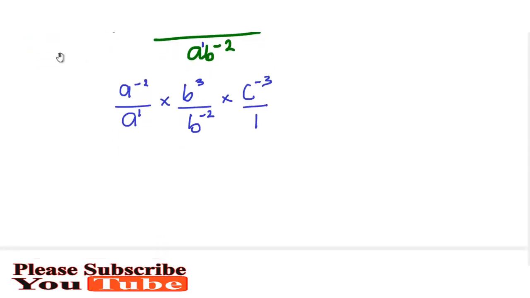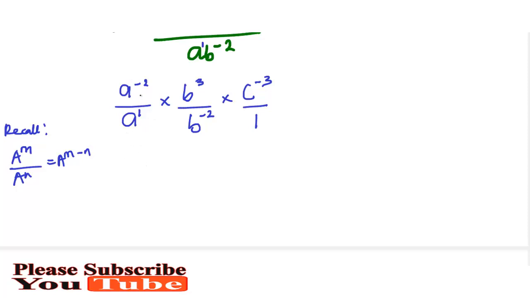So from here, we now apply one of the laws of indices. And of course, you need to recall that if you have a raised to power m over a raised to power n, it is the same thing as a raised to power m minus n. So in this case, we're just going to be applying the same law to this.